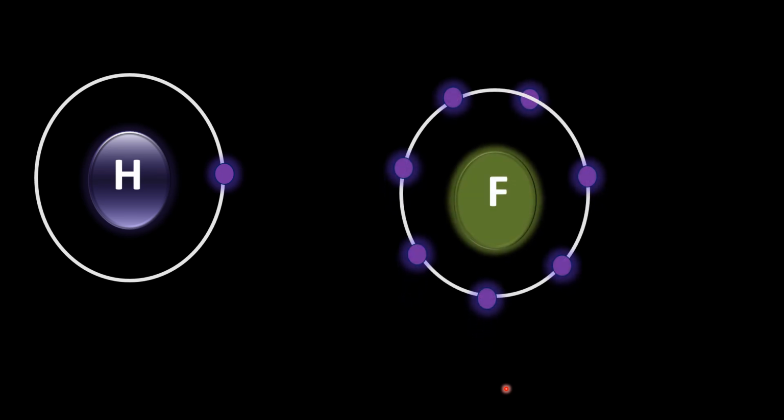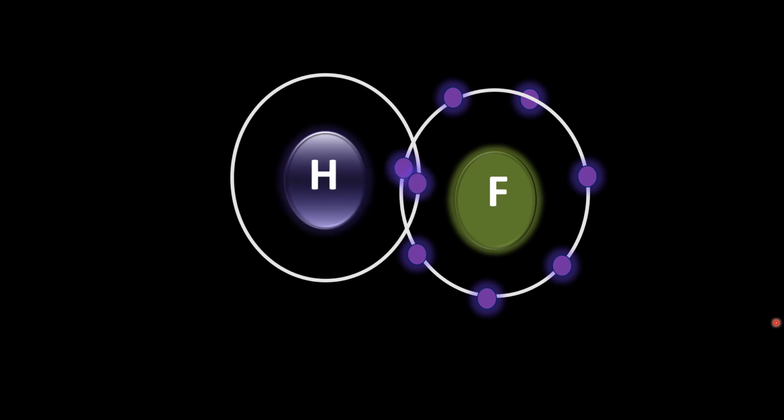Okay, now we have a hydrogen atom. In a hydrogen atom, there is one electron revolving around the positively charged nucleus. So it needs one more electron to complete its orbit. Now we have another atom like fluorine. In fluorine, there are 7 electrons in its valence shell. So fluorine needs one more electron to complete its orbit.